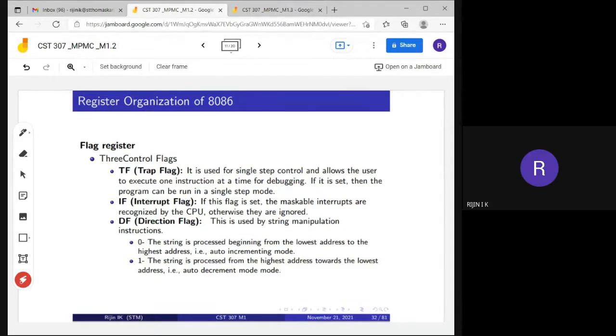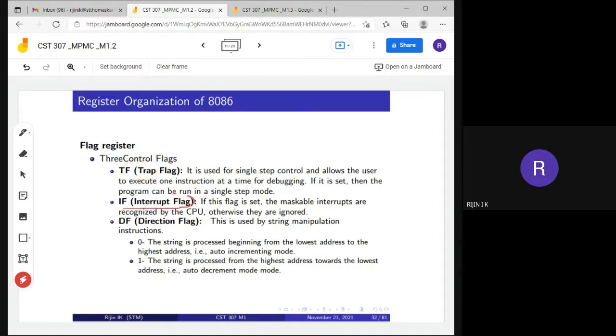Okay. So flag registers. These are the control flags in the 8086. What are they? The trap flag is used for single step control, and allows the user to execute one instruction at a time for debugging. So that is the trap flag.